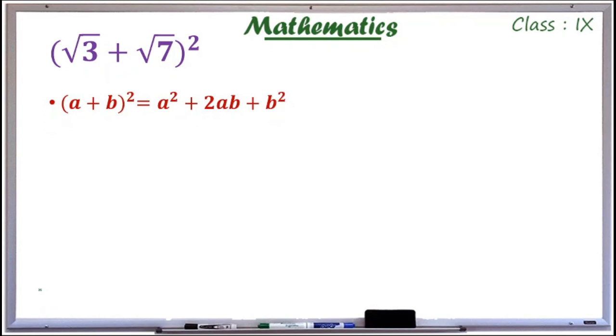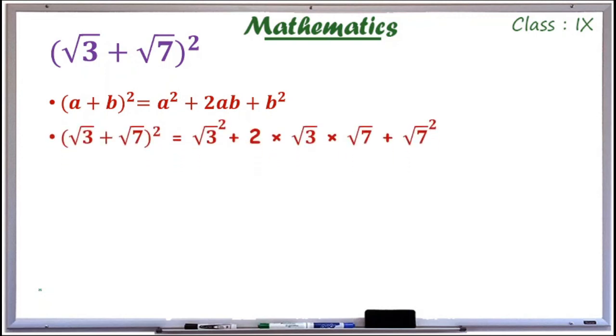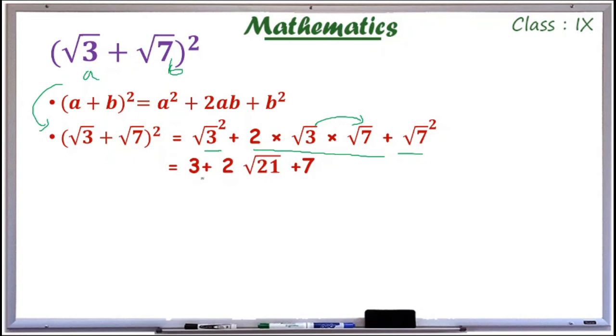So repeating once more, the identity used here is a plus b all square, which is equal to a square plus 2ab plus b square. So root 3 plus root 7 all square is equal to root 3 square plus 2 into a into b plus b square. Here a is root 3 and b is root 7. And root 3 into root 7 is equal to root 21. 3 plus 7 is equal to 10. So I can write it as 10 plus 2 root 21.